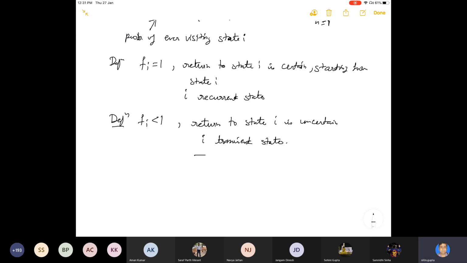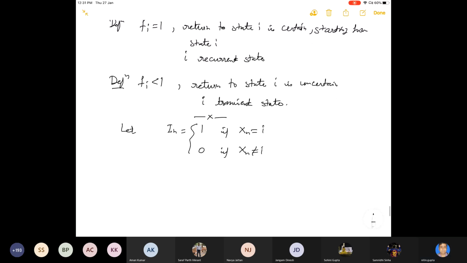Let us give an equivalent definition. Let us define I_n as 1 if x_n is equal to I, 0 if x_n is not equal to I. Then the summation of I_n, n from 1 to infinity, is the number of time periods the process is in state I.